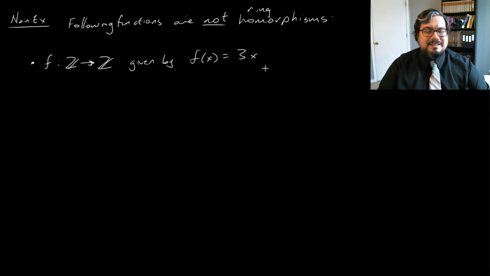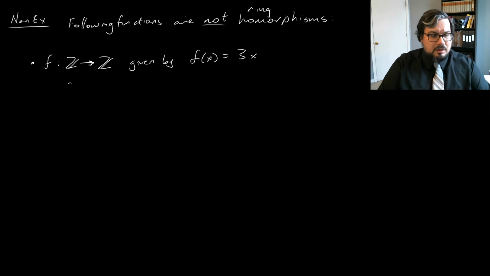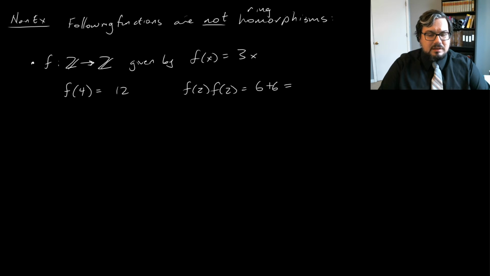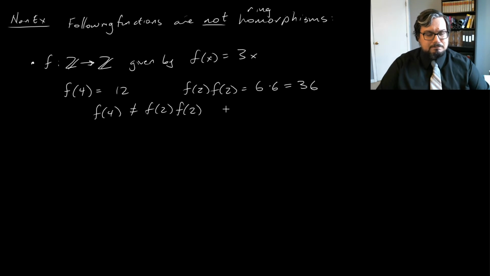So to show that something is not a homomorphism, you just have to show that it fails to respect addition or it fails to respect multiplication. So for instance, we have that f(4) would be 12, but f(2) times f(2) would be 6 times 6, which is 36, which means that f(4) does not equal f(2) times f(2), even though 4 is equal to 2 times 2. So f does not respect multiplication, therefore it's not a ring homomorphism.